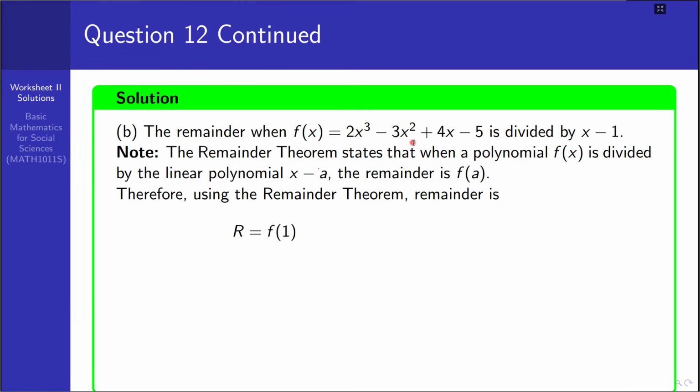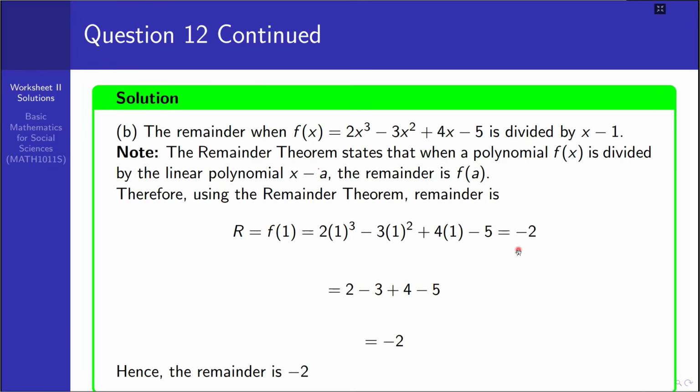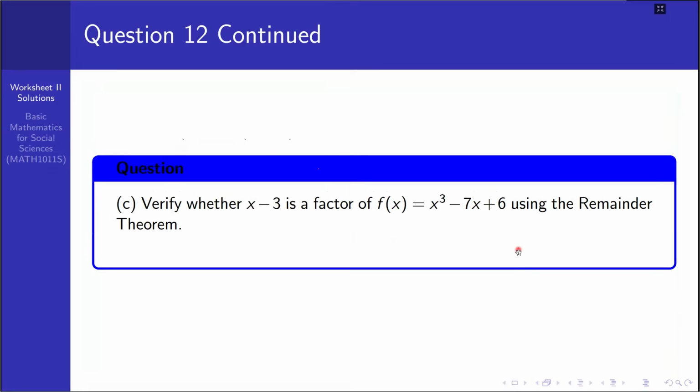So r is equal to f of 1. If you substitute 1 directly in the terms of f of x here, we have 2 times 1 cubed minus 3 times 1 squared plus 4 times 1 minus 5, which is equal to negative 2. So the remainder when this polynomial function is divided by x minus 1 is minus 2.